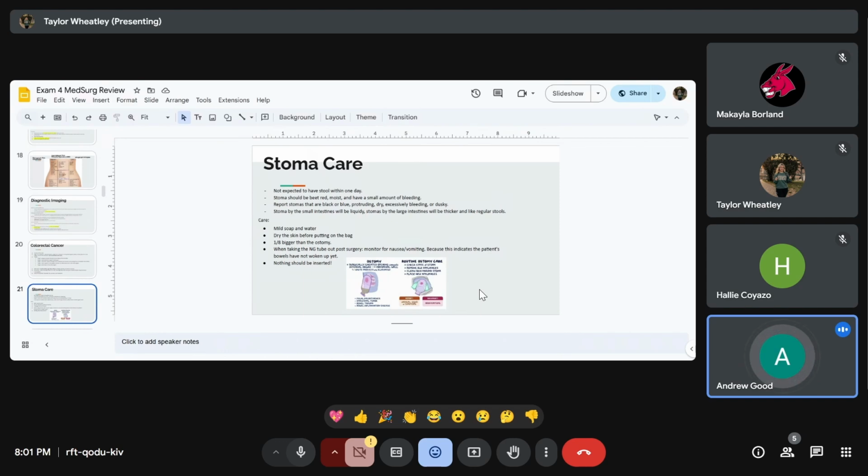They should not be black. They should not be blue. They shouldn't be excessively protruding. They should not be dry. They shouldn't be excessively bleeding, almost hemorrhaging, and then they shouldn't be dusky looking.